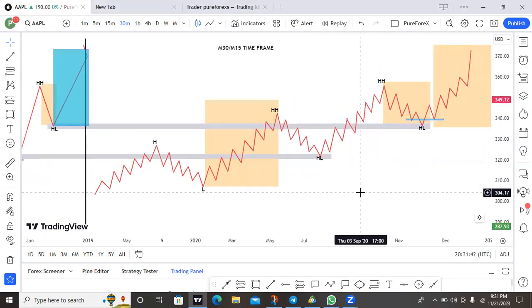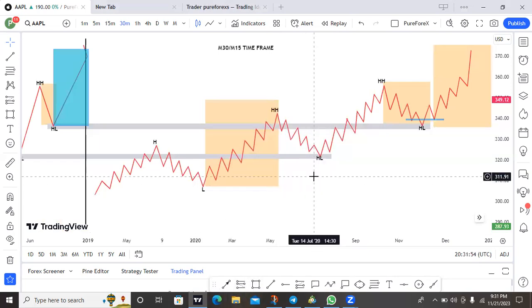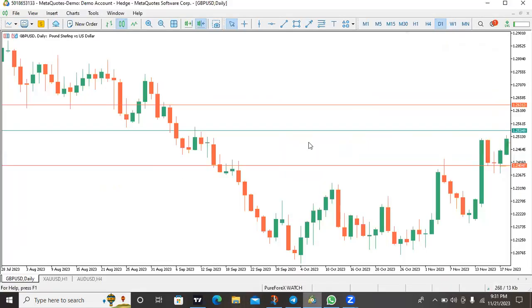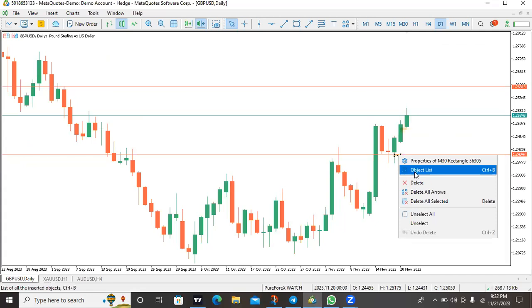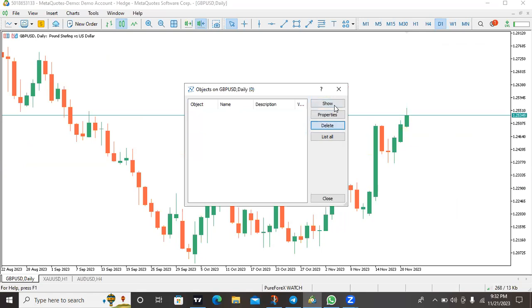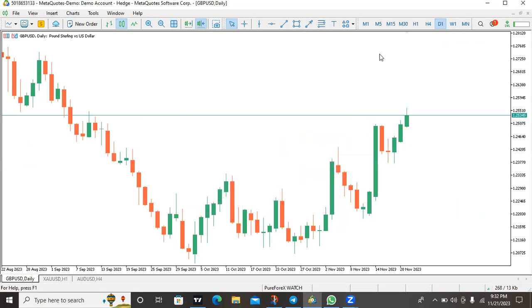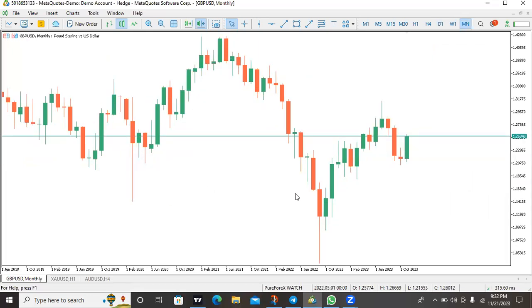Okay, now let me walk you through the chart. I'm going to use MT5, right? So on MT5, let me clear the chart. Let me take you to the monthly time frame. Okay, this is the monthly time frame, right?